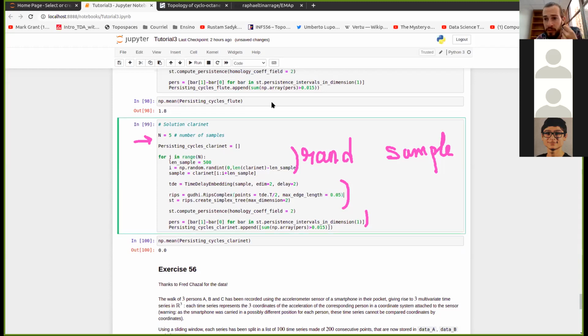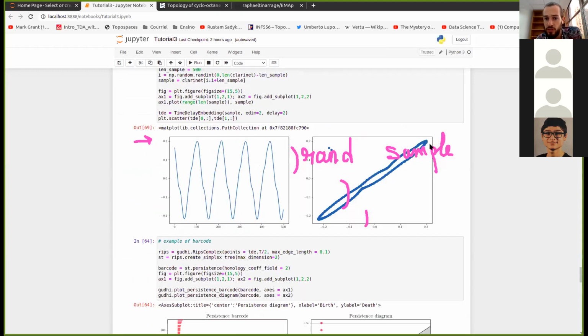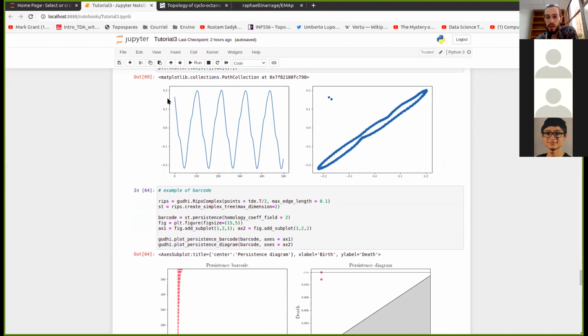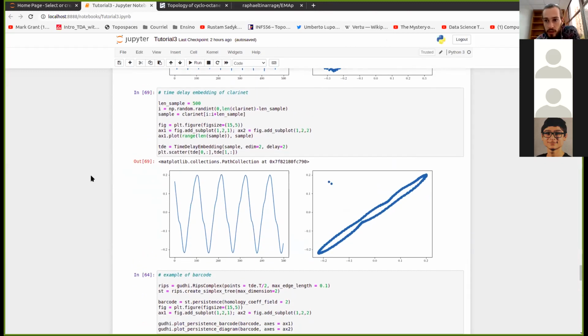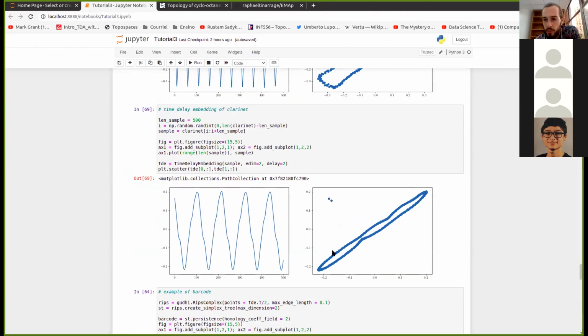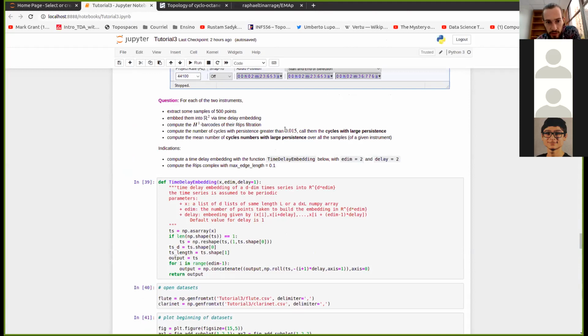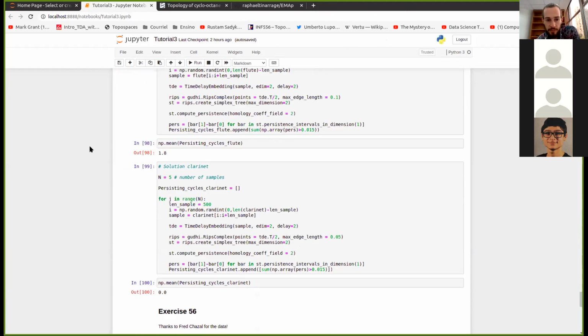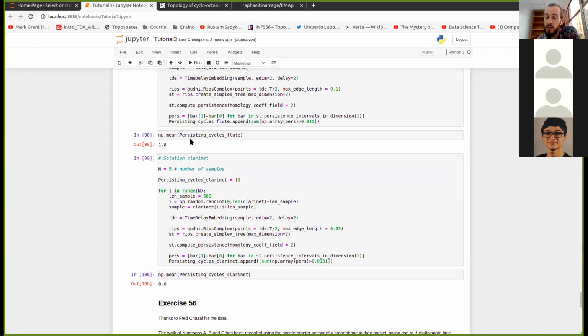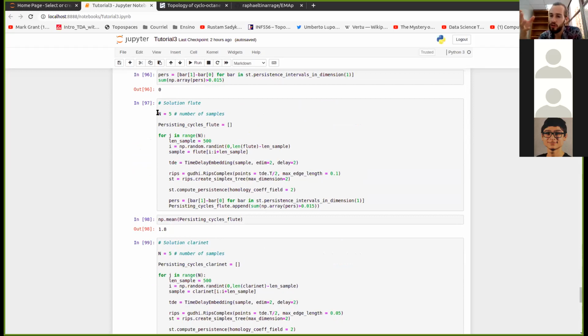Okay. And in my experiments here, I always obtain zero as a mean, meaning that I actually don't have persisting cycles with large persistence for the flute. So this is strange because yesterday I obtained a different result. Maybe I changed this value here. So basically, you can see here that we obtain different values of persisting cycles for the flute and the clarinet. Well, this will be meaningful if we did it on a large number of samples, right?